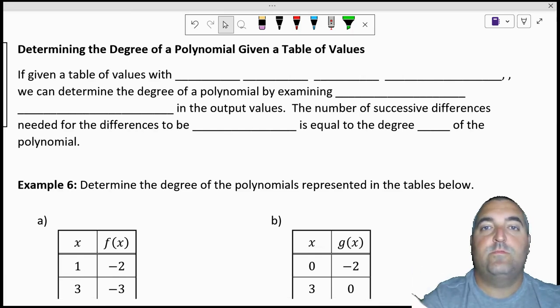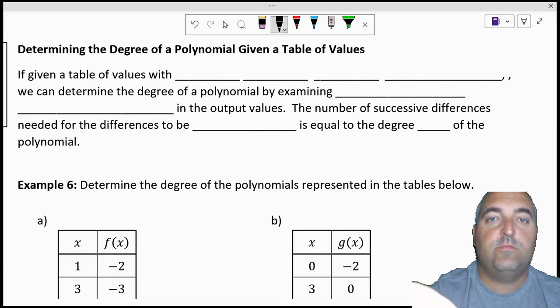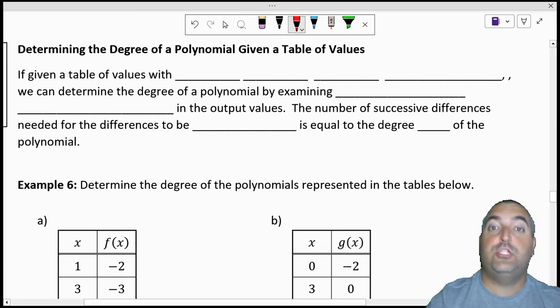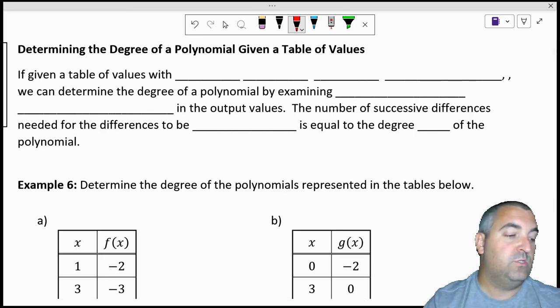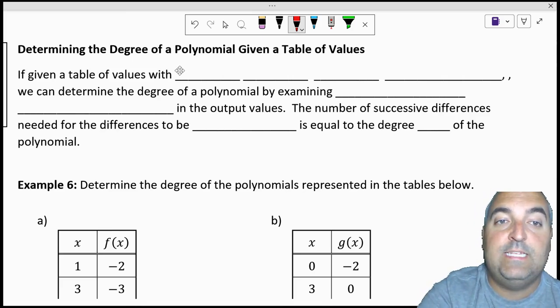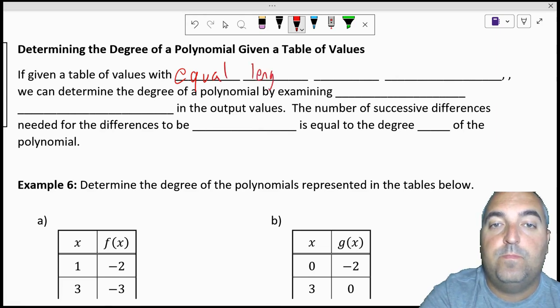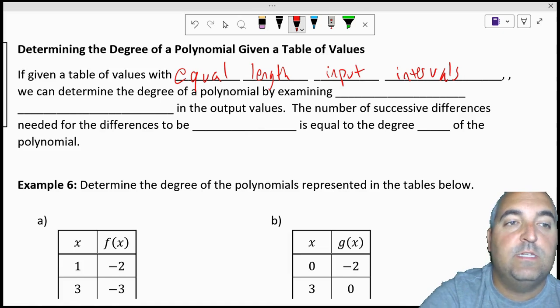Hi everybody, Mr. Rubo here, and today we are looking at determining the degree of a polynomial given just a table of values. So there's two things we look at. First, if we're given a table of values, it has to have equal length input intervals, and we'll talk about what that is in a second when we get to the example.